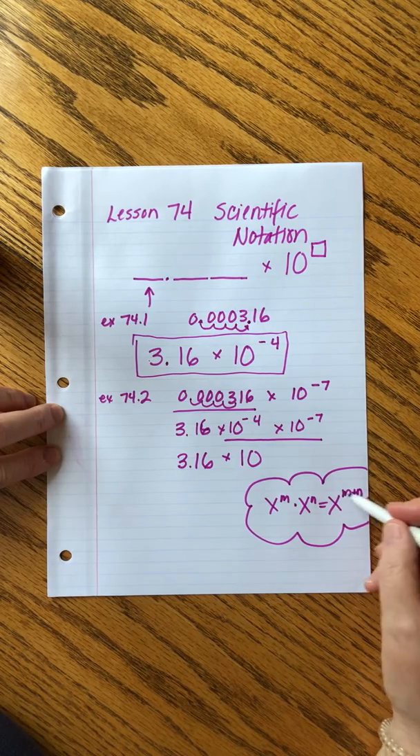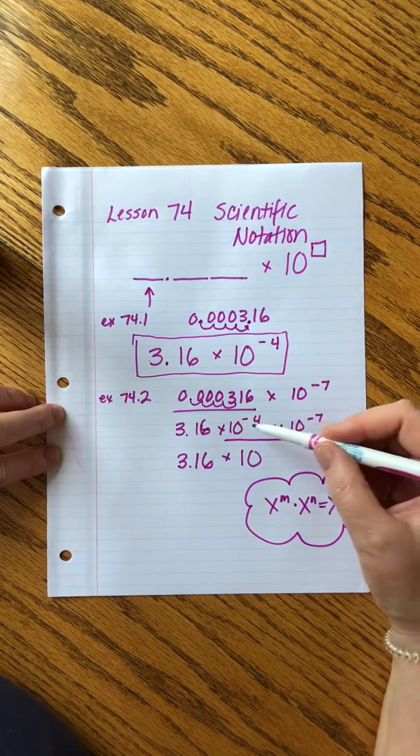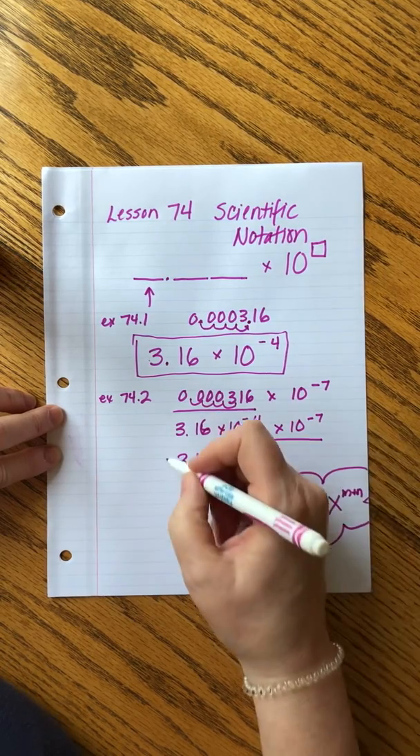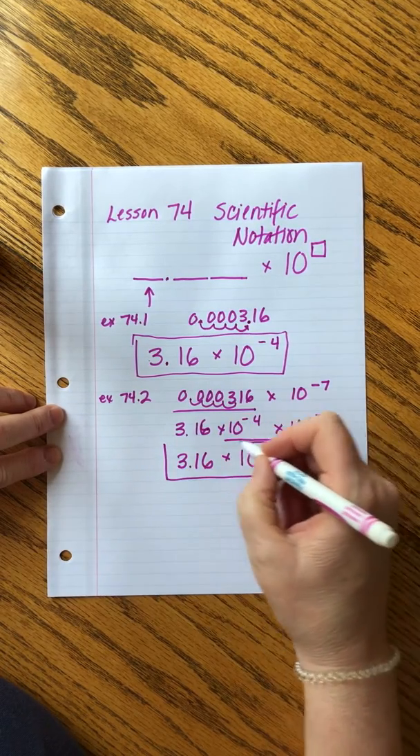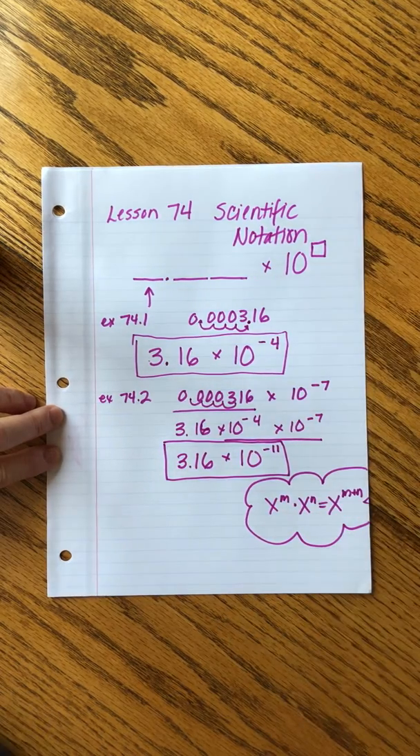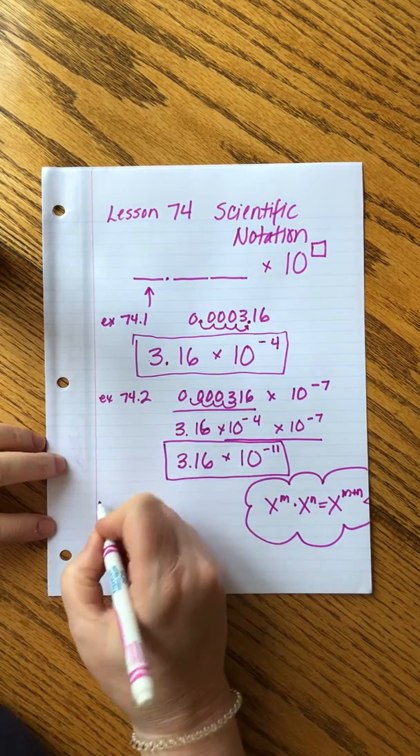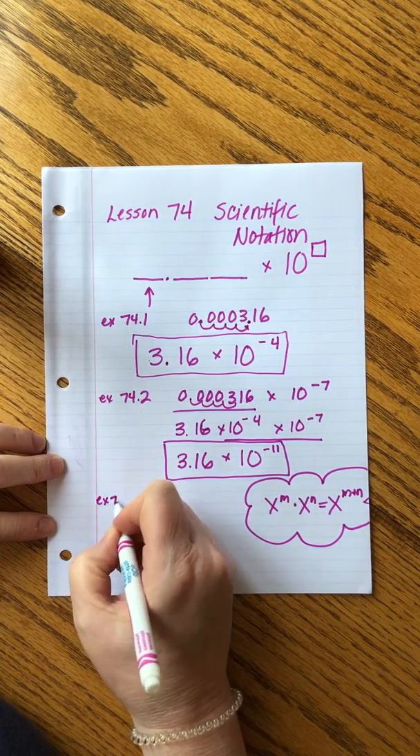So there it is. We know we need to add those exponents. So minus 4 and minus 7 equal minus 11. And that's our final answer, because we have it in the proper format. Oh, those rules for exponents are so stinking handy, aren't they? I think I can squeeze one more onto the page here.